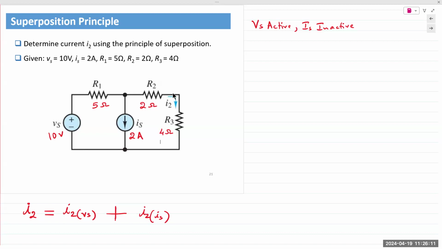So if there are 3 sources and you wish to find one current, you have to analyze the circuit 3 times just for one quantity. So just for I2, you have to perform 2 separate analyses. If I wish to find VR1, voltage across resistor R1, or VR2, I have to again perform 2 separate analyses. Make sense? If it's 4 sources, 4 calculations for each single quantity. And 5 sources, 5 times.